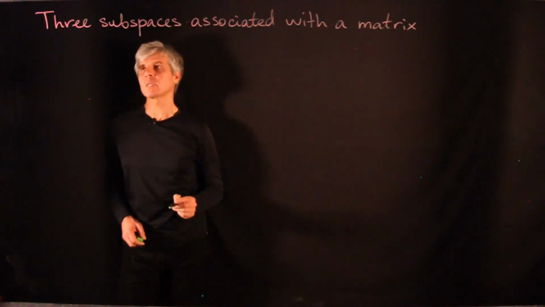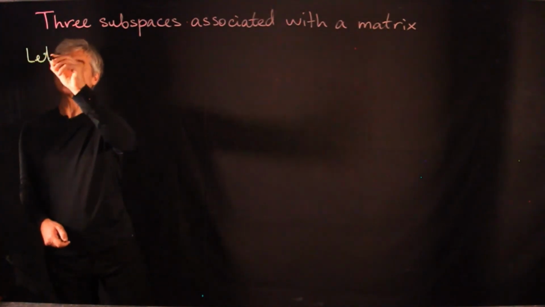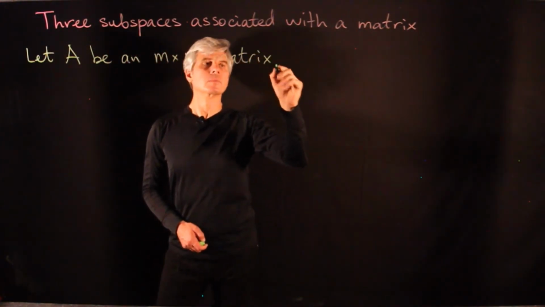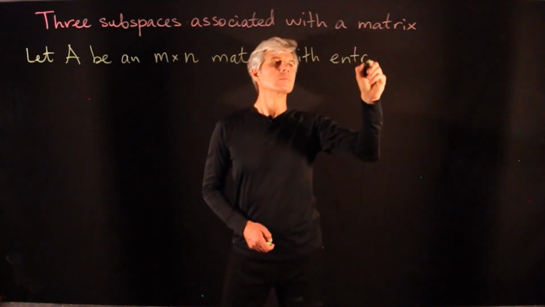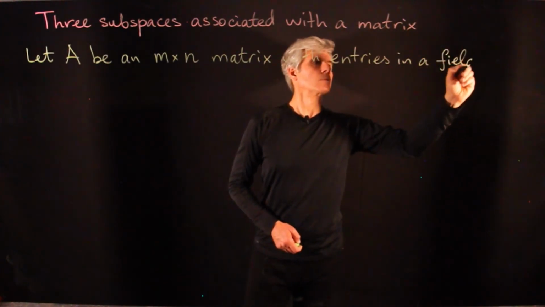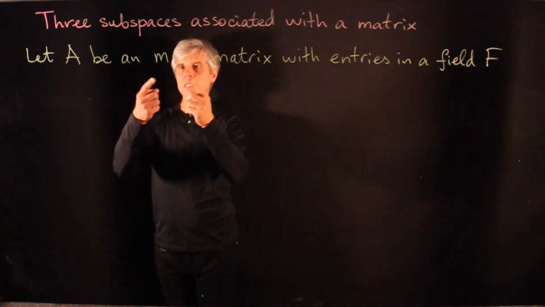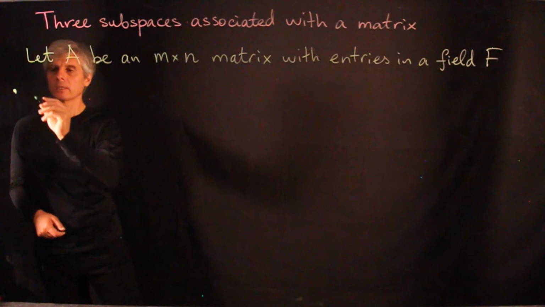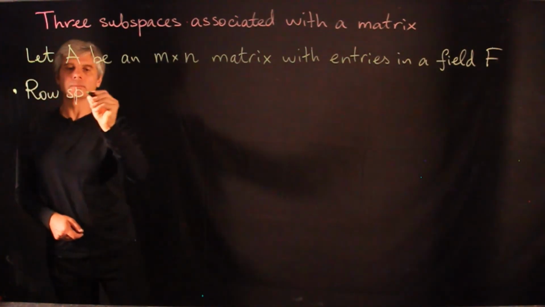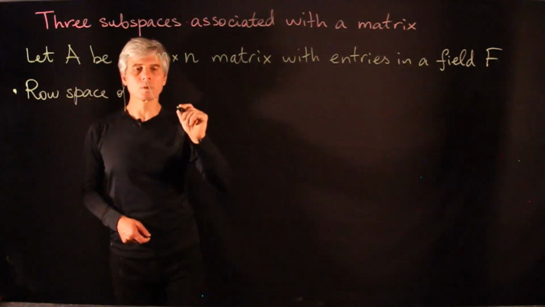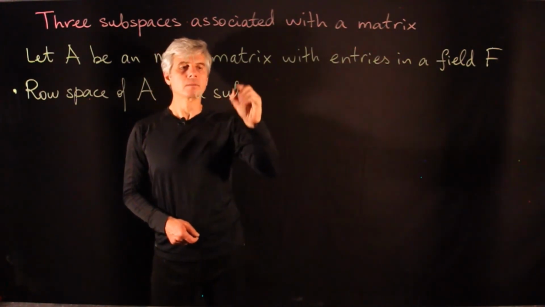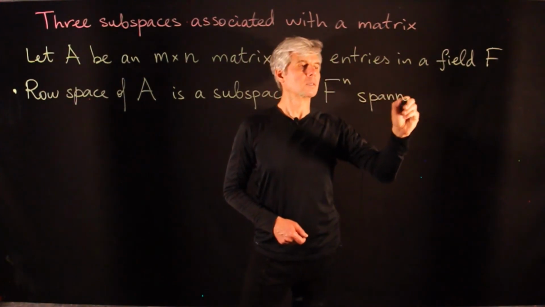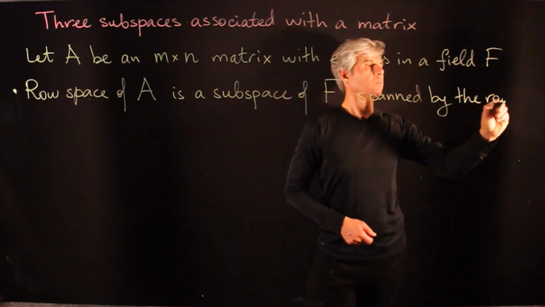Let us introduce 3 subspaces that are associated with a matrix. So let A be an m by n matrix with entries in a field F. So this means that this matrix has m rows, and each row has n components. So the first subspace is the row space of A. So this is a subspace of Fn spanned by the rows of A.